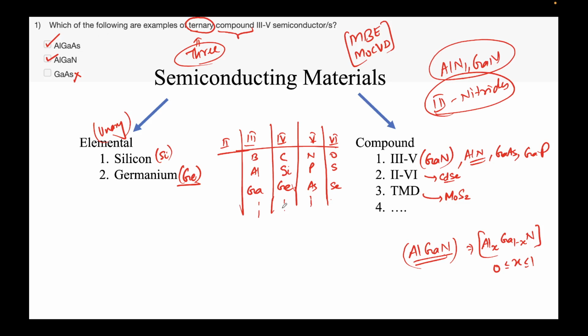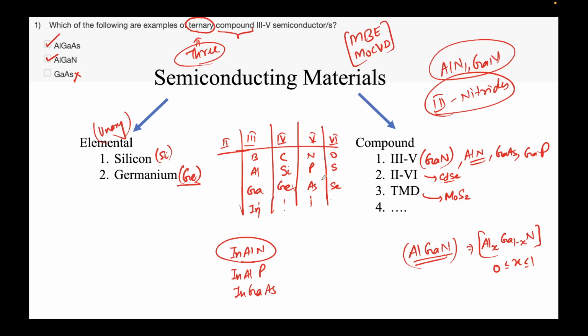But let's try to make some other 3-5 compounds. Ternary compound 3-5 semiconductors. One example that we know is indium aluminium nitride. Indium aluminium phosphide is also accepted. You can just play around: indium gallium arsenide, indium gallium and arsenide. And again, you see I'm only talking about 3-5 here.